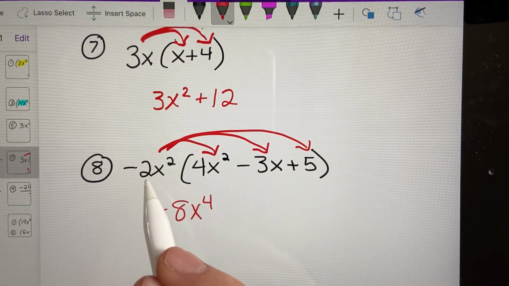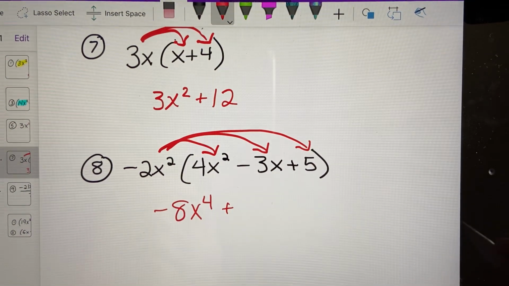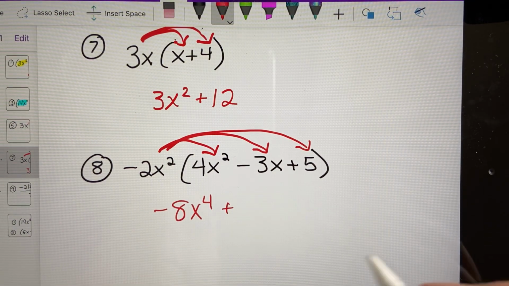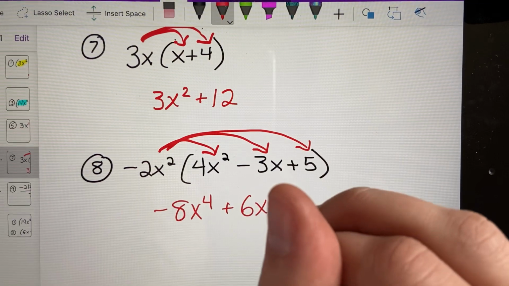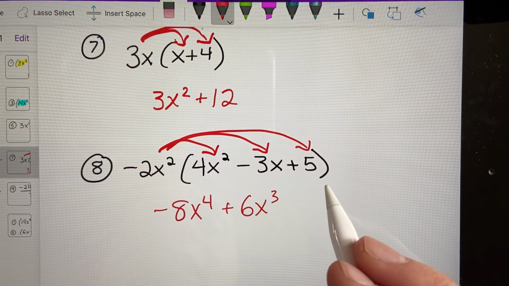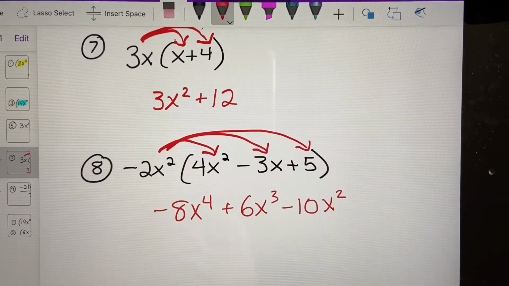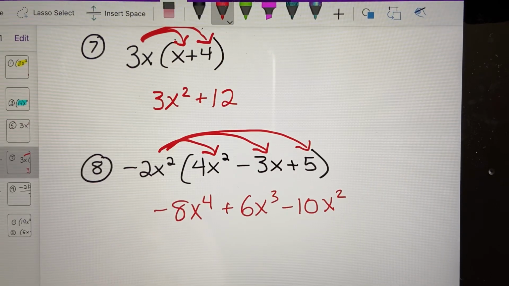And then we have negative 2x squared times negative 3x, which would be plus, a negative times a negative is a positive, so plus 6x to the third. And then finally, negative 2x squared times 5 would be negative 10x squared. And that's your final answer. It's already written in standard form.